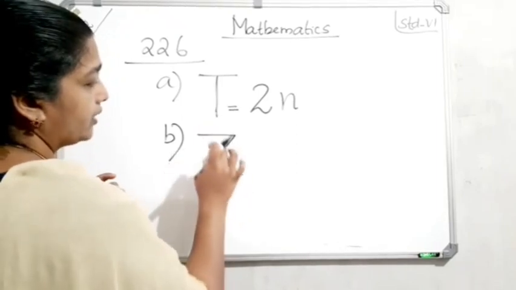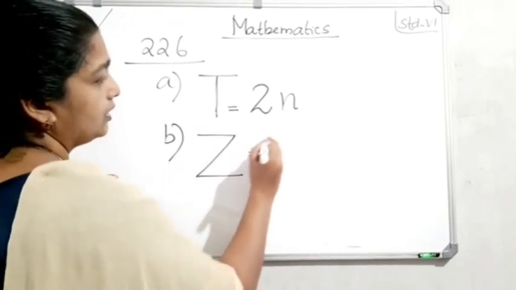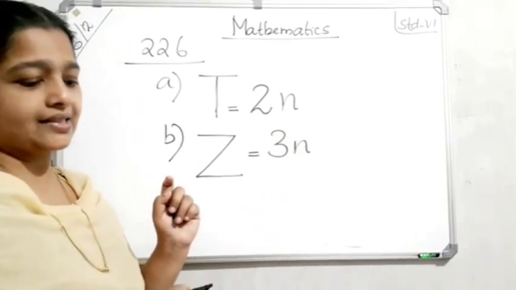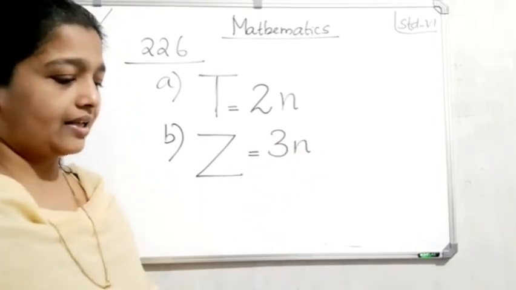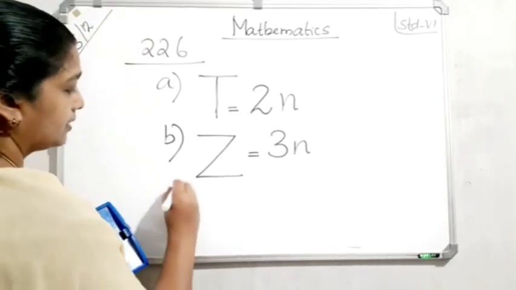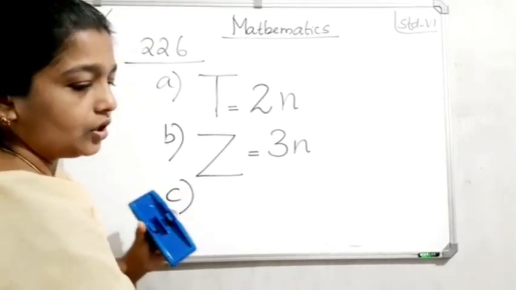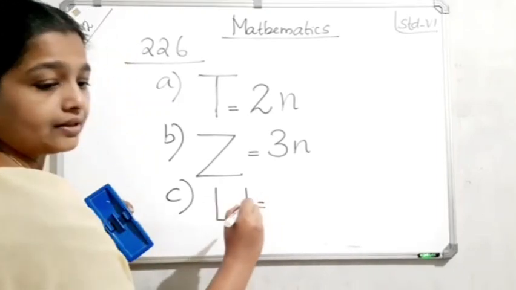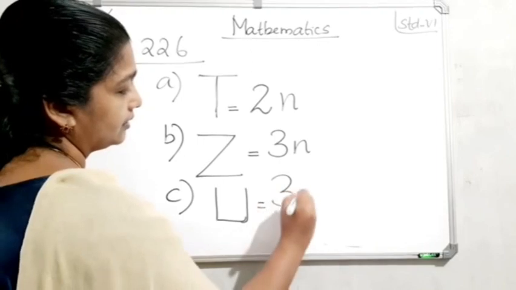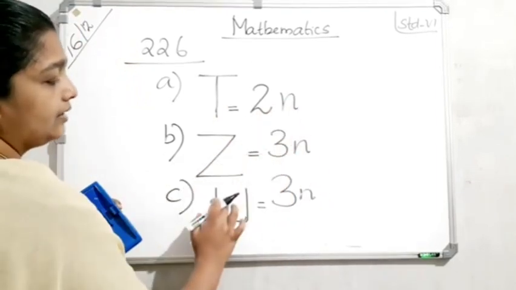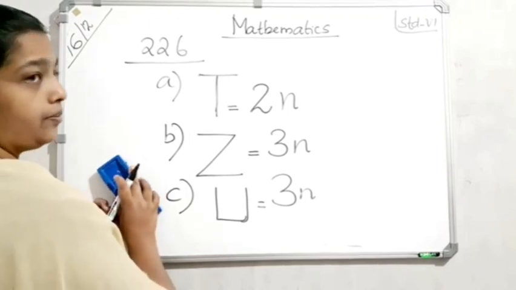How many? 1, 2, 3. So how? Answer equals 3n. Very simple answer, 3n. Next question number C. That is a U shape, isn't it? U. So how many here? Yes, 3n. So T is 2n, Z is 3n, then U is 3n. A, B, C.